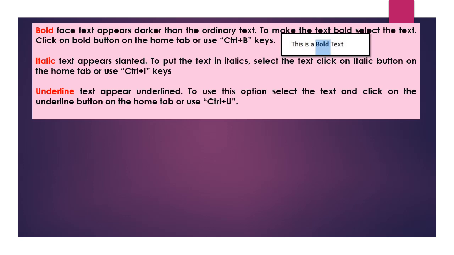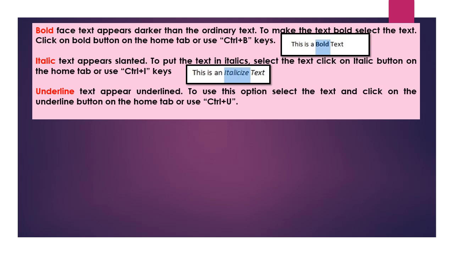Next is the italic text. Italic text appears slanted. To put the text in italic, select the text, click on the italic button on the Home tab or use Ctrl+I keys. These keys are available on your keyboard. Please see the image. Can you see the image? Italic text is given in a slanting position. So the slanting written text is called italic.